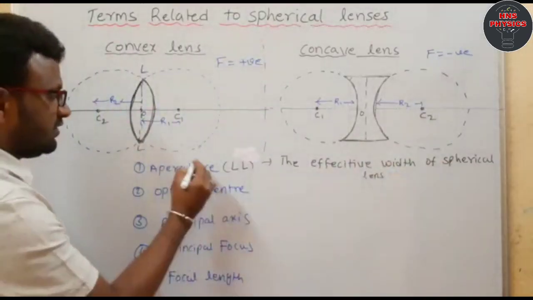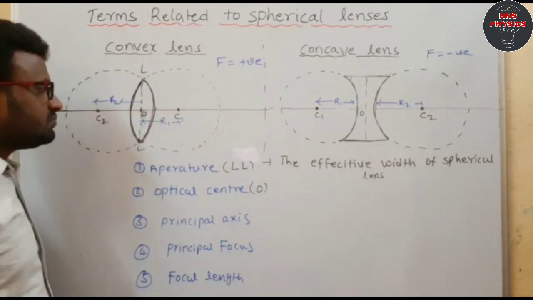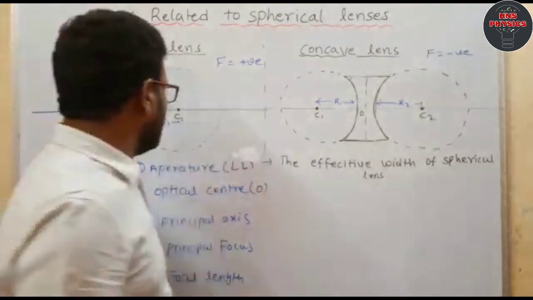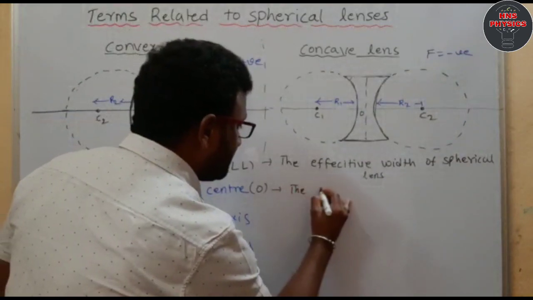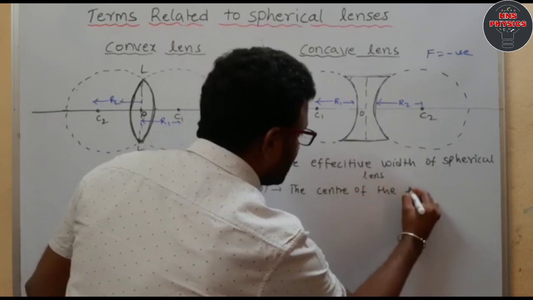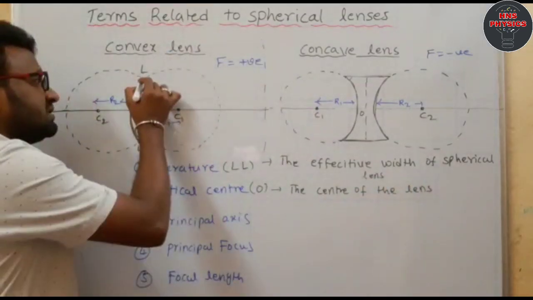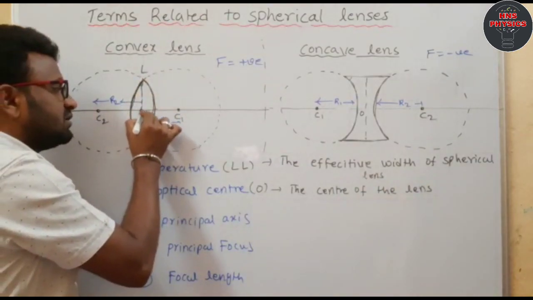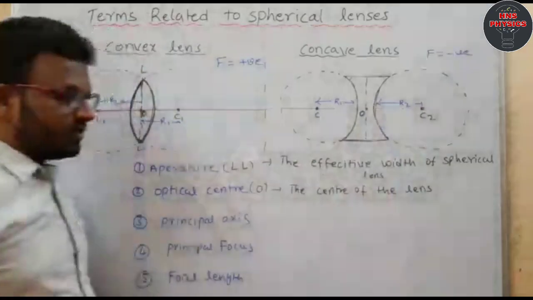Next, come to the second one, optical center. Optical center is denoted by O. That is nothing but the center of the lens. The center of the lens is called optical center. So this is the optical center, and it is denoted by O.